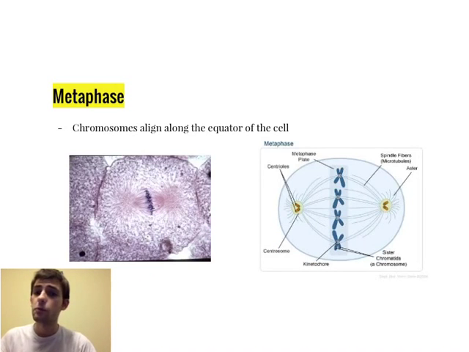We then roll into metaphase, which is one of the easiest ones. That's when the chromosomes line up along the middle of the cell or along the equator. Here is a schematic here. You might also see that as a metaphase plate. And then this is going to be a microscopic image of what metaphase would look like.